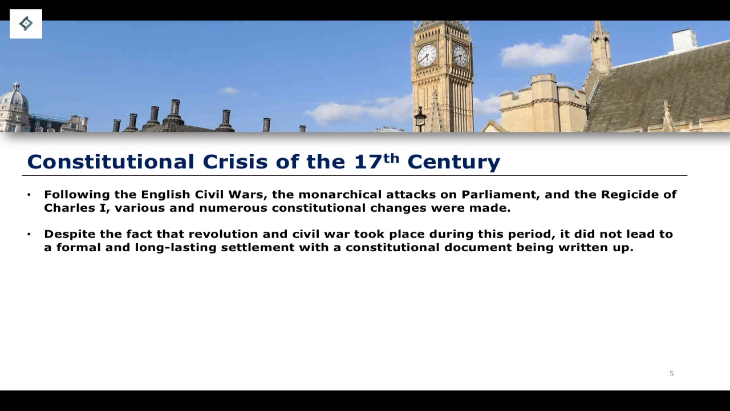Now, despite the fact that the revolution of the Civil War took place during this period, it did not lead to a formal and long-lasting settlement with a constitutional document being written up. There was something of a constitution developed during the period of the Republic within Britain, which didn't last very long under Oliver Cromwell as the leader, which was a kind of de facto monarchical position. And the reason for this was because, of course, we see a restoration of the monarchy in the 17th century.